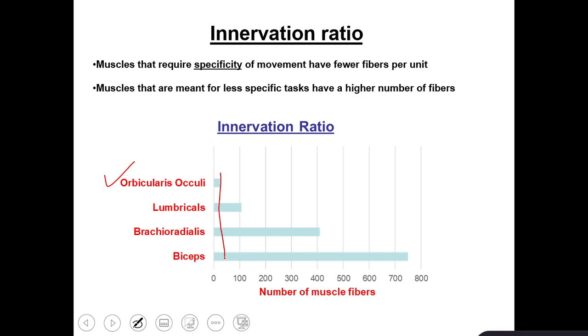The muscles of the fingers, lumbricals, also have a lower innervation ratio, 1 to about 100. On the other hand, a large muscle like brachioradialis or biceps, they have higher innervation ratio. So if you look here at the biceps, its innervation ratio is 1 to about 750, meaning one nerve cell supplies 750 muscle cells.